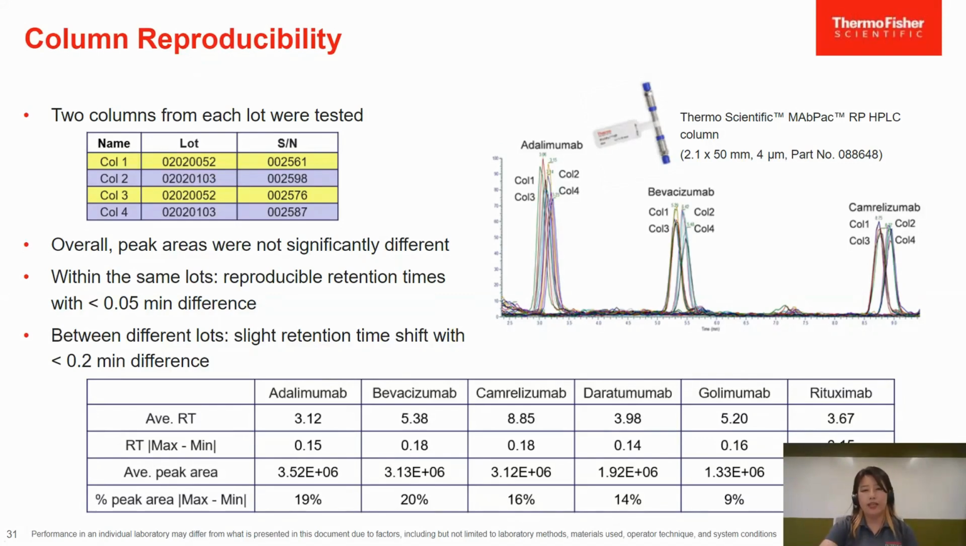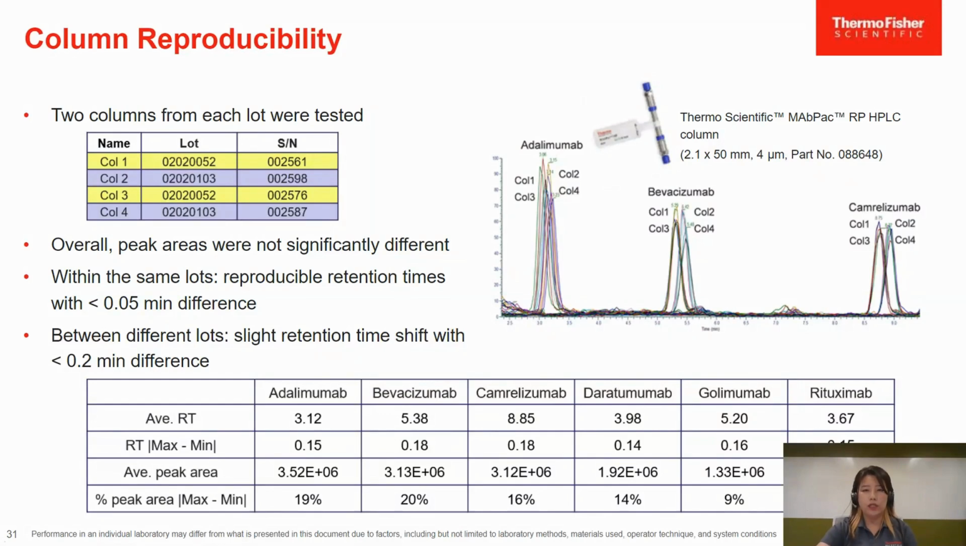So overall, peak areas were not significantly different between the columns. Especially, reproducible retention time was observed within the same lots, showing a 0.05 minute difference. Between the different lots, there's a slight retention time shift, showing a 0.2 minute difference. However, this can be observed also when you prepare new buffer, so this is considered an acceptable shift.